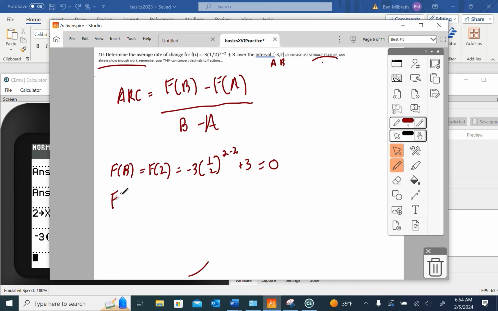Now I'm going to find f of a. I find f of a by plugging in a negative 3. So negative 3 times 1/2 to the negative 3 minus 2 plus 3. And this one will probably be ugly.